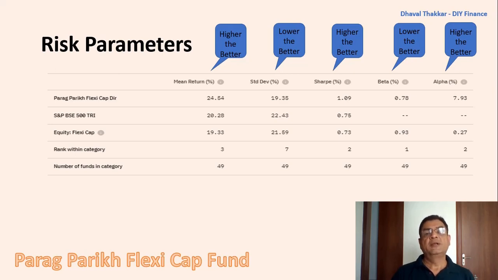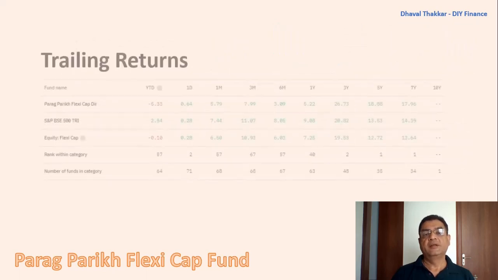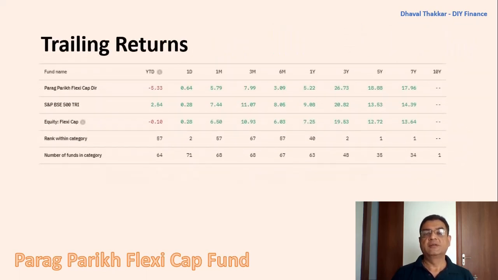Now let's compare the trailing and rolling returns. On comparing the trailing returns for 7 years, 5 years, 3 years, it easily beats the benchmark and category with a good margin. But when compared for 1 year and less, it is not able to beat its benchmark and category.